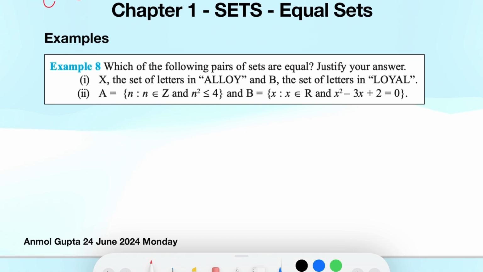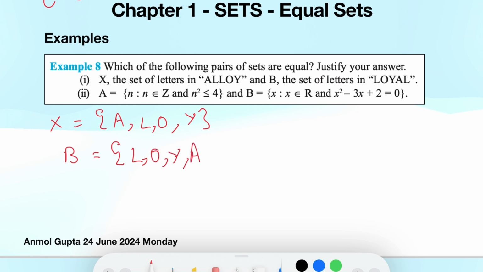Which of the following pairs of sets are equal? Justify your answer. X, the set of letters in alloy, we can write X as A, L, O, Y, and B as L, O, Y, A. We can see they have exactly the same elements, so they are equal.